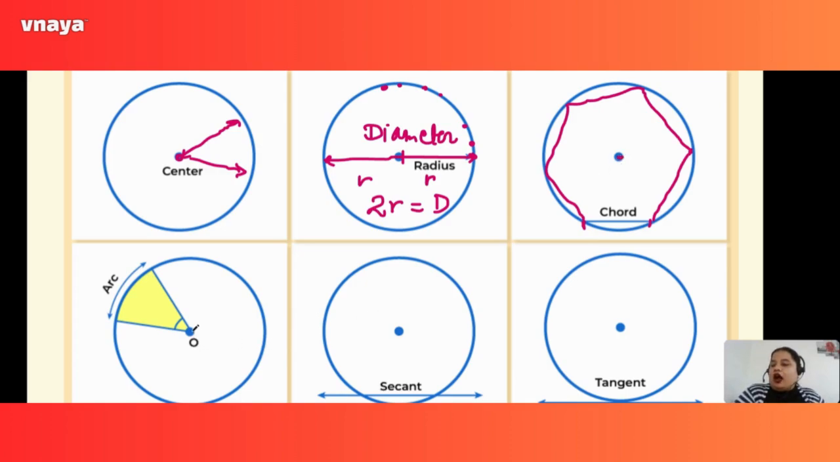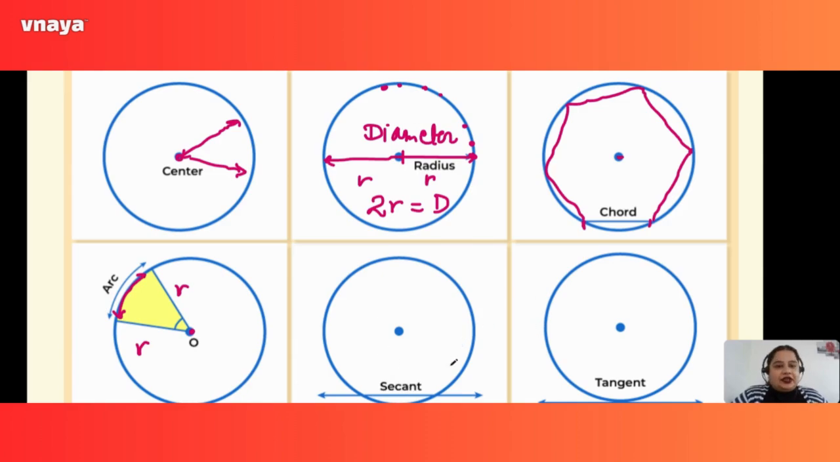Similarly, we have the arc. An arc is when two radii join and they form a sector, that is called your arc. Remember, whenever we drive a car or whenever our parents drive a car, the windshield wiper goes like this, it cleans that particular area, so that's the arc.